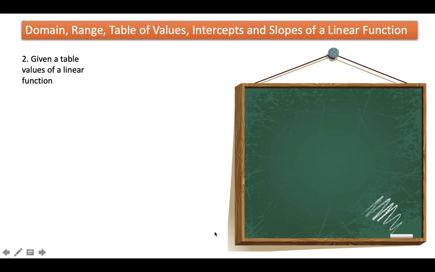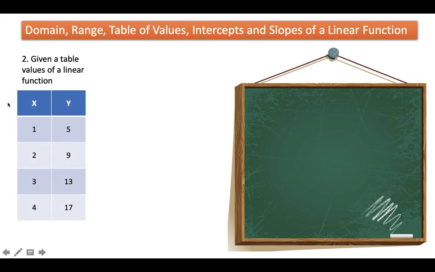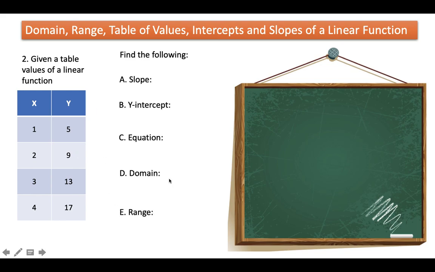For given number 2, we have here table values of linear functions. For x values, we have 1, 2, 3, 4. For y values, we have 5, 9, 13, 17. Is this really a linear function? Okay, so we're going to find the following. Let's identify first if it is really a linear function. 9 minus 5 is 4, 13 minus 9 is 4, 17 minus 13 is 4. So it's the same, and our x is arranged consecutively. So it means it is really a linear function.